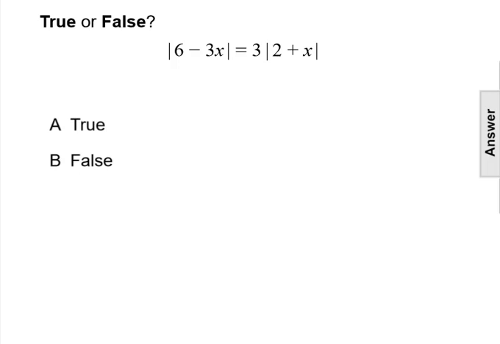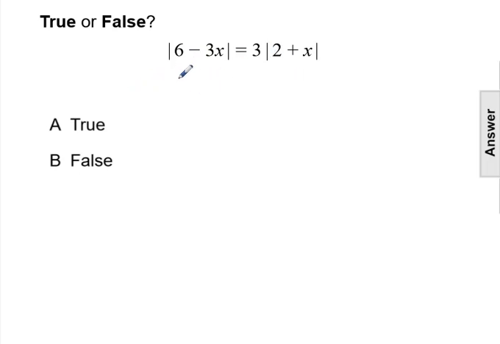True or false? The absolute value of 6 minus 3x is equal to 3 times the absolute value of 2 plus x. So we need to use our properties of absolute value to try and rewrite one side as the other. So let's try and factor out something from the first absolute value to make it look like the second.